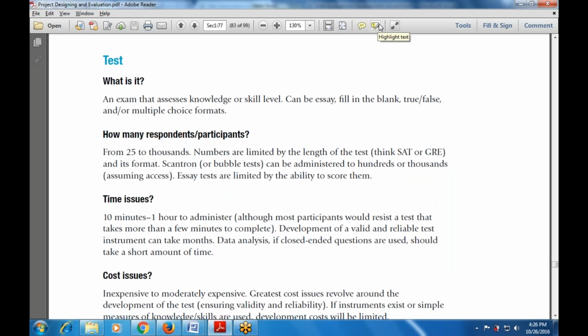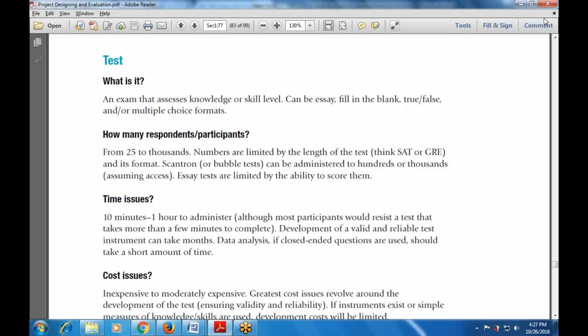Now let's see what a test is. What is the test about? How many respondents, how many persons are available in the test? So what is a test? For example, if I'm taking an assessment, that is a test. Anything that assesses your knowledge or skill level is known as a test. A test may be in the form of an essay, fill in the blanks, or true or false. It depends on the test. Any form can be taken for the test, whatever is required.